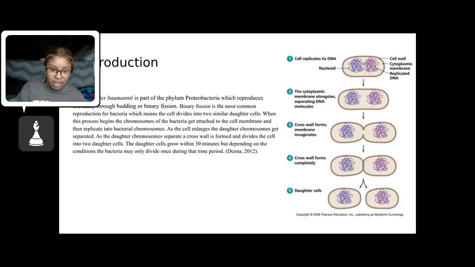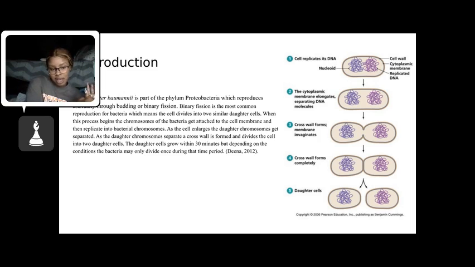As y'all can see over here, the cell elongates, and it's starting to replicate. As it enlarges, it causes the daughter cells to get separated, and it forms a cross wall that divides the two daughter cells. As y'all can see, as we get lower, it divides them completely and forms two daughter cells. This process could take about 20 to 30 minutes, depending on the bacteria. And sometimes the bacteria may only divide once, depending on the conditions of where it is.